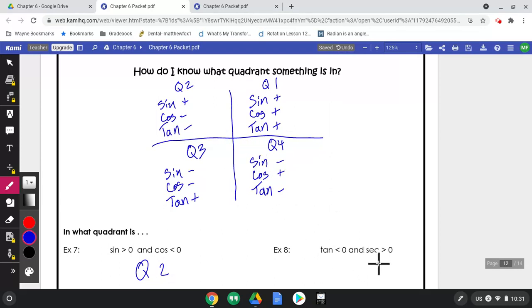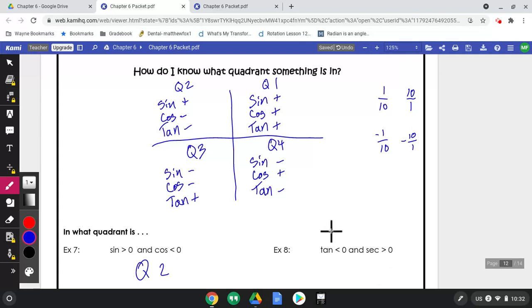But then we see here secant is greater than 0. Unfortunately, we didn't put secant on here. But we know secant pairs up with cosine. And even when you take the reciprocal of something, it doesn't change the sign. So what I mean by that is if I have like 1 over 10, the reciprocal of that's just 10 over 1. If I had negative 1 over 10, the reciprocal of that would be negative 10 over 1. You see how if it's positive, it stays positive. If it was negative, it stays negative. So even though we don't have secant on our chart, since secant matches up with cosine, if secant is positive, that means cosine was also positive.